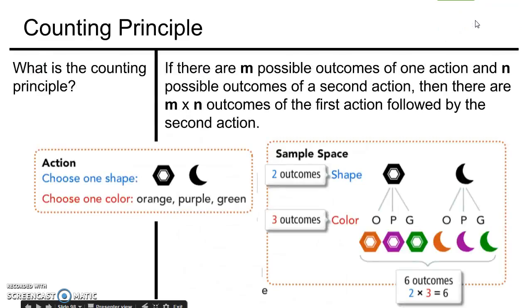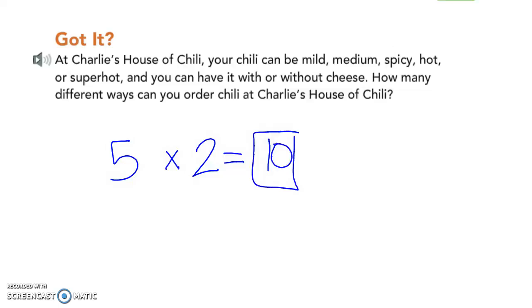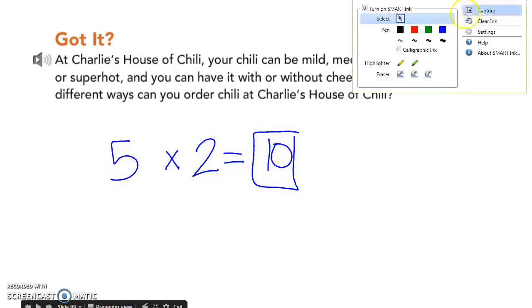All right, next, remember the counting principle or the fundamental counting principle. You just figure out how many choices you have for each category, and then you just multiply them together, and that gives you the total number of combinations. So here in the chili, we have 1, 2, 3, 4, 5 choices for the temperature of the chili. And then we can either choose with or without cheese. That's 2 choices. 5 times 2, we have 10 different combinations of chili. Okay, so that's how we use the counting principle.